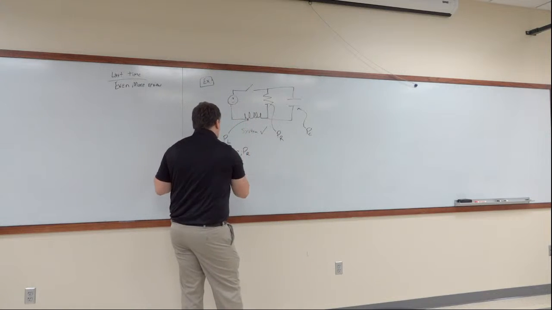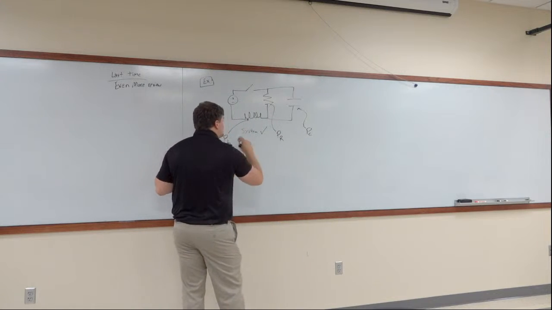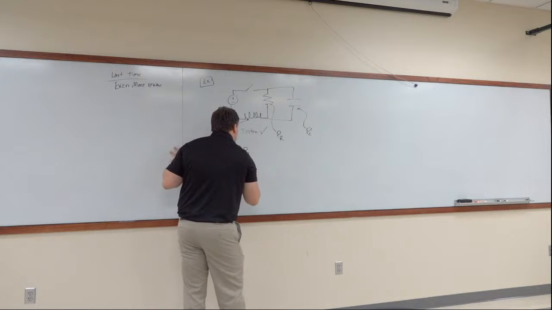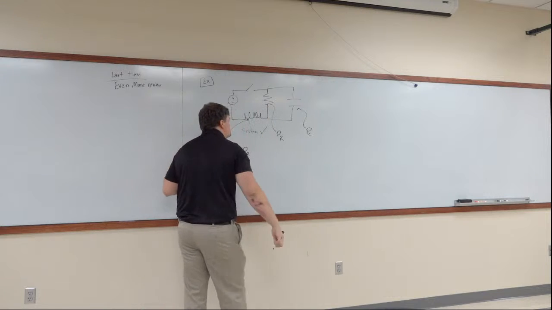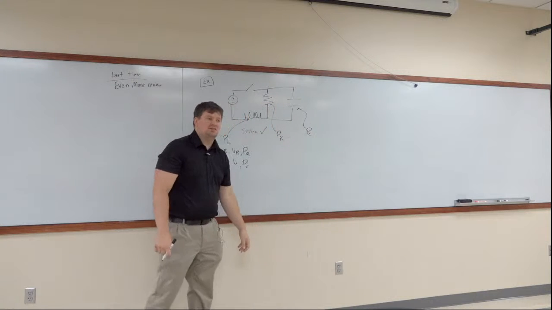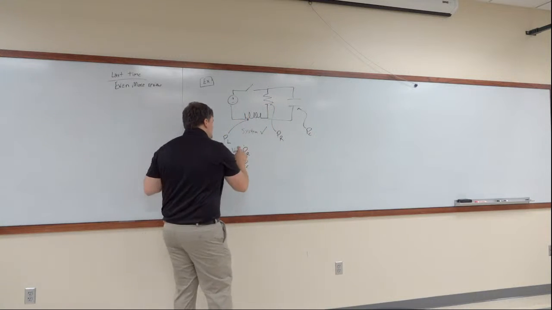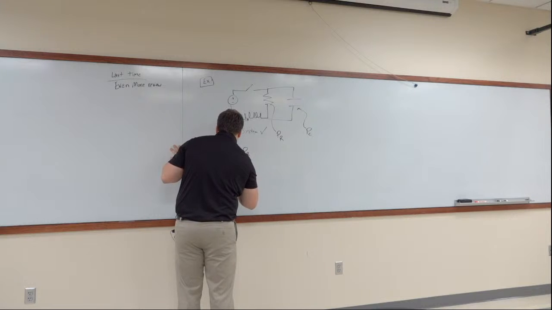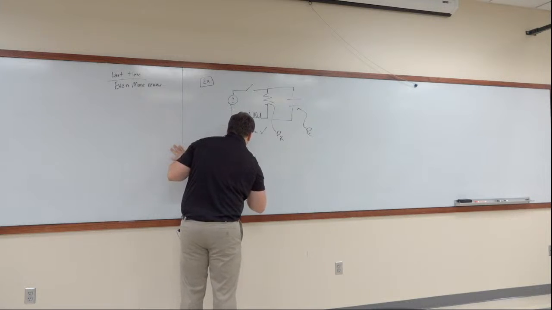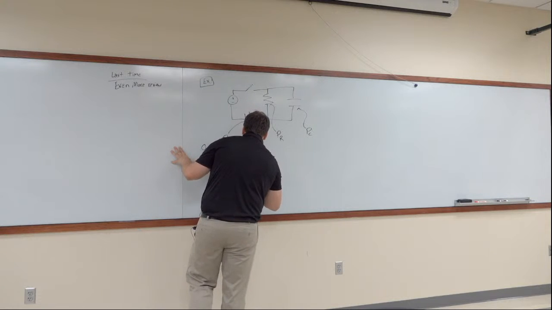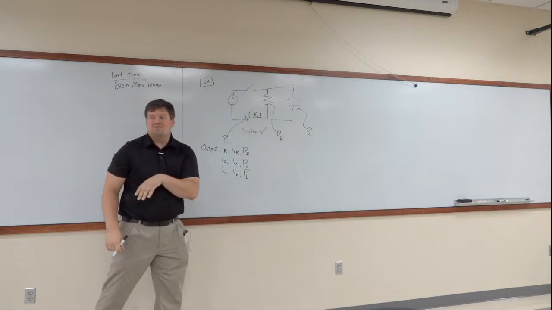We could also have current going through the capacitor. We could also have voltage across the capacitor. We could also have the power consumed by the capacitor that eventually turns into the electric field. We could also have the current going through the inductor. We could also have the voltage going through the inductor. And lastly, we can have the power going through the inductor. All of those are outputs.